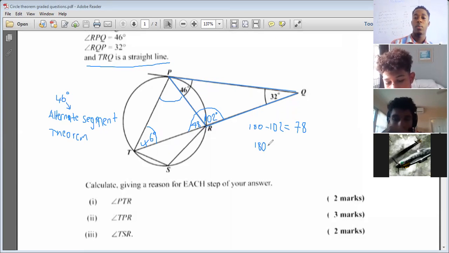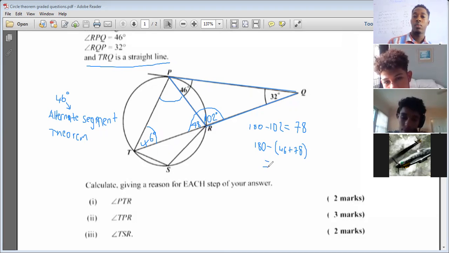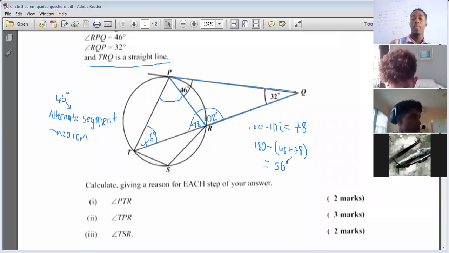56. So 180 minus 124 equals 56. What do you get? 56. Yes, sir. All right, so that's 56, and that's in degrees. So we know that here says 56.